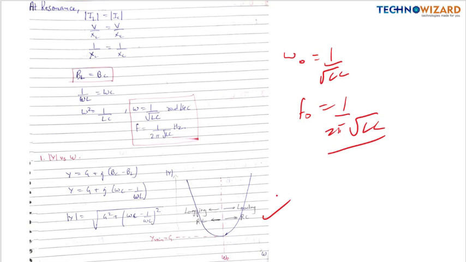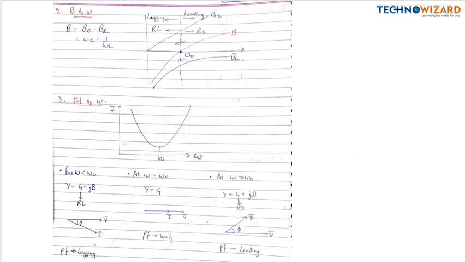Here this will be lagging, this will be leading, for admittance versus resonant frequency, and for bandwidth versus resonant frequency. This here will be RL, this is RC. Same as before, for omega less than omega naught, it will be lagging in nature. For omega equal to omega naught, unity. For omega greater than omega naught, this will be leading in nature.